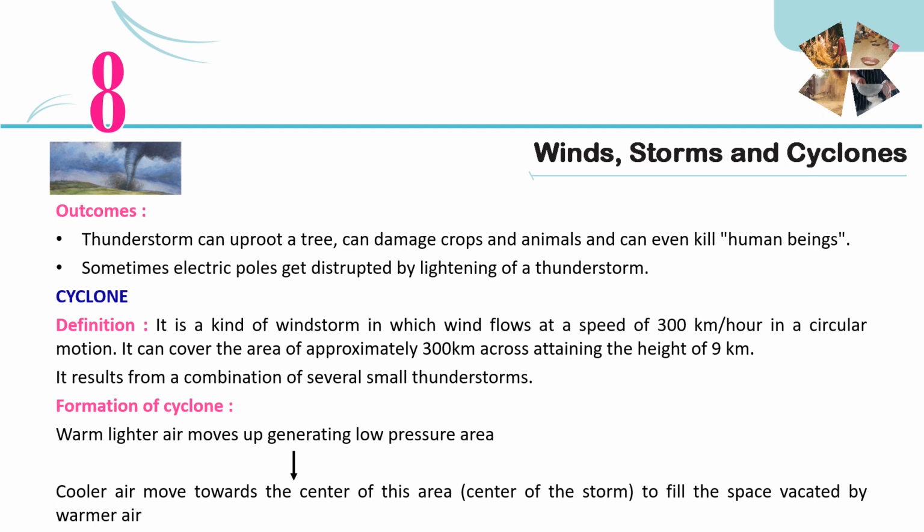Outcomes. Thunderstorm can uproot a tree, can damage crops and animals, and can even kill human beings. Sometimes electric poles get disrupted by lightning of a thunderstorm.